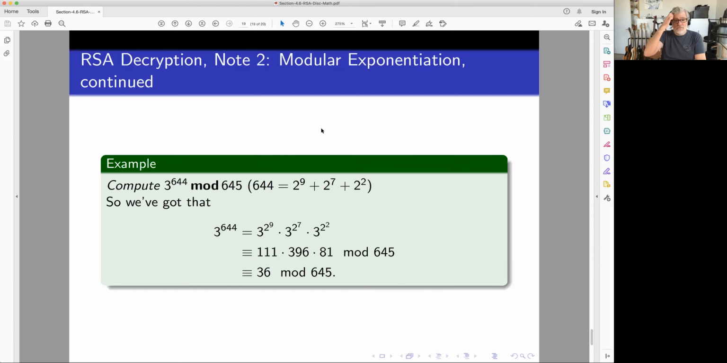Okay, so 3 to the power 644 mod 645. This is, as we observed, 3 to the power 2 power 9 times 3 to the power 2 power 7 times 3 to the power 2 power 2. These were pre-computed mod 645 by successive squaring. So these were 111, 396, and 81. Multiply those, reduce mod 645, and you get 36. Okay.